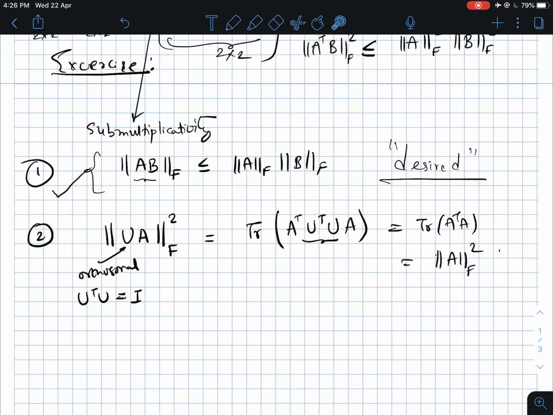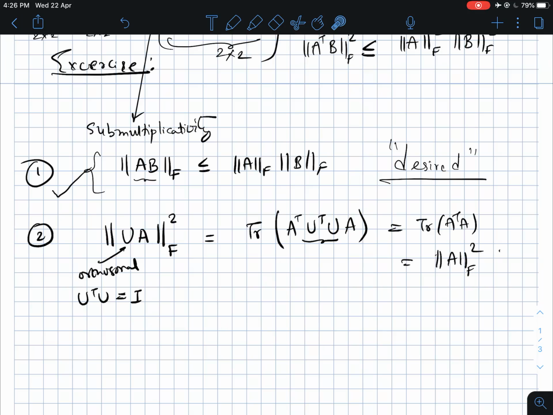Basically, pre-multiplying by a unitary matrix does not change the Frobenius norm, and that's very clear. Because when you're doing UA, you're applying this unitary transformation U to each and every row of A. To each and every row of A, you apply this unitary transformation U.